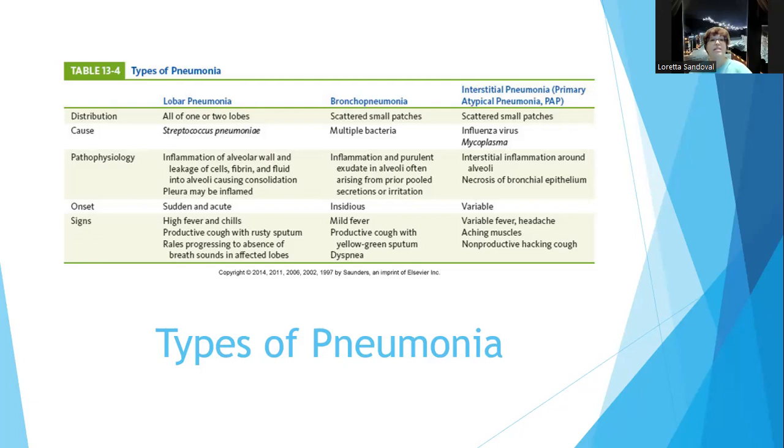You can see that between lobar and bronchopneumonia and interstitial pneumonia, the onset is different. So lobar pneumonia is sudden and acute. Bronchopneumonia more insidious, and interstitial pneumonia is variable.